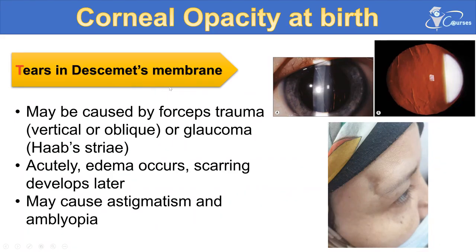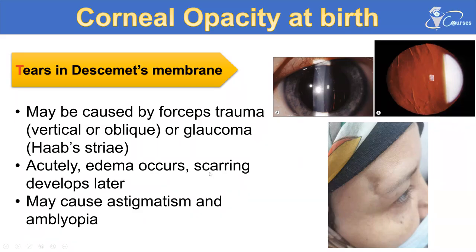So tears in the Descemet membrane can lead to these lines. Sorry, it can be vertical or oblique. And this will be one of the important signs of tears in the Descemet membrane: the presence of vertical or oblique tears in the Descemet.